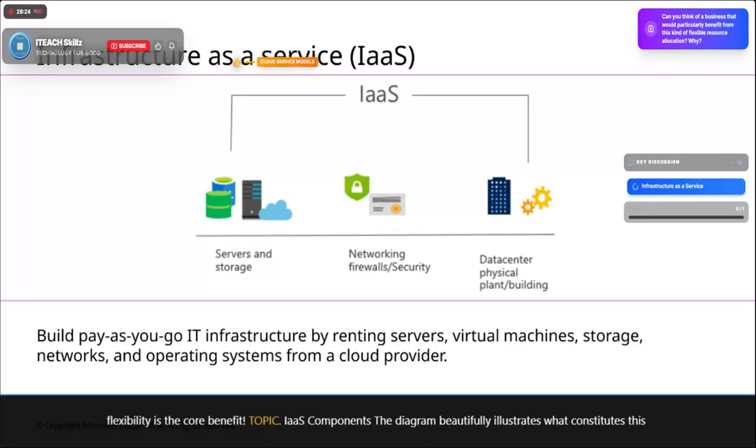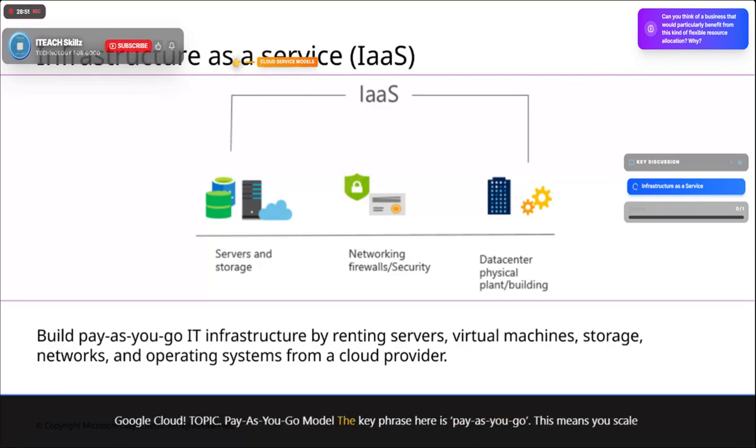Topic. IaaS components. The diagram beautifully illustrates what constitutes this infrastructure. We have servers, the computing power, storage to hold your data, networking components like virtual switches and firewalls to control access, and even the physical data center itself, which you don't have to worry about managing. These elements are all provided as a service by companies like Azure, AWS, or Google Cloud.